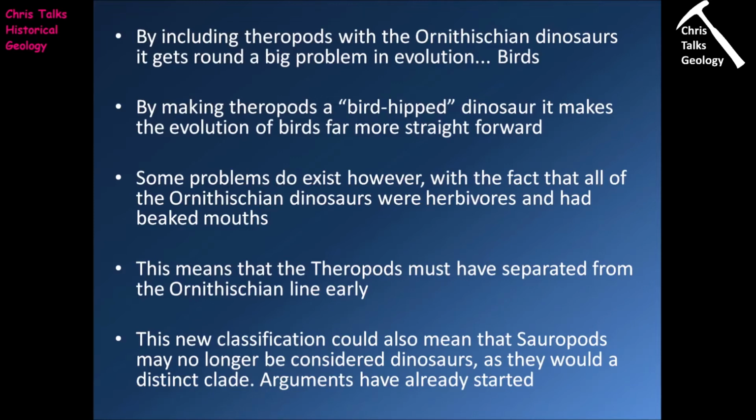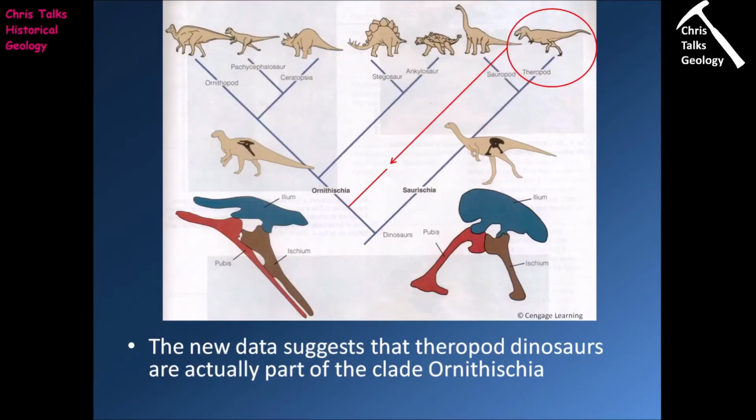So we get round this problem by saying, well, okay, chances are the theropods must have broken off from the Ornithischian line quite early, before the bony beak became a major evolutionary trait. And so that means the theropods have to be down here towards the base of the Ornithischian line rather than up here with the other 5 subclades.